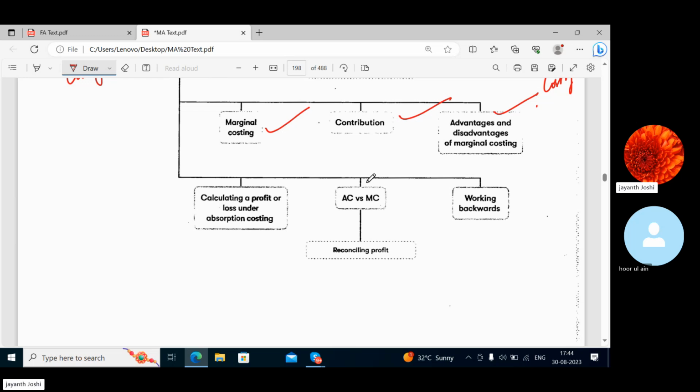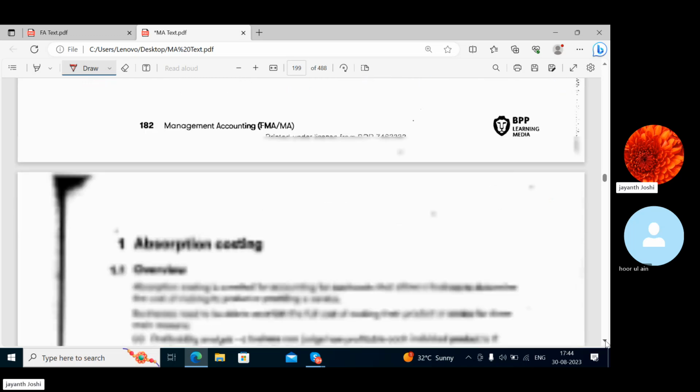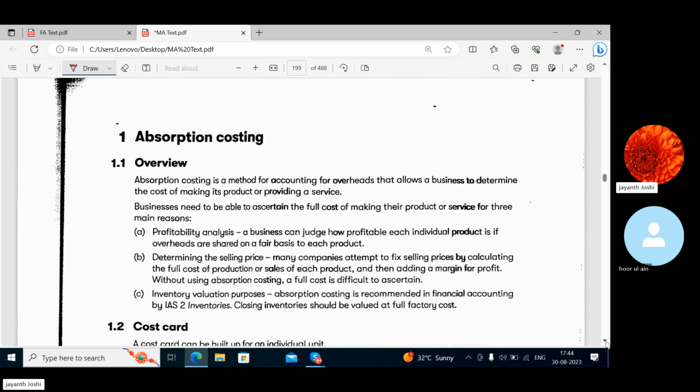Then we will see calculating a profit or loss under absorption costing and working backwards, absorption costing versus marginal costing, and then reconciliation. Let's go ahead in this. I think all these things are very new for you, but this is a very interesting topic, and it's a very easy one as well. It's very much related to routine life.